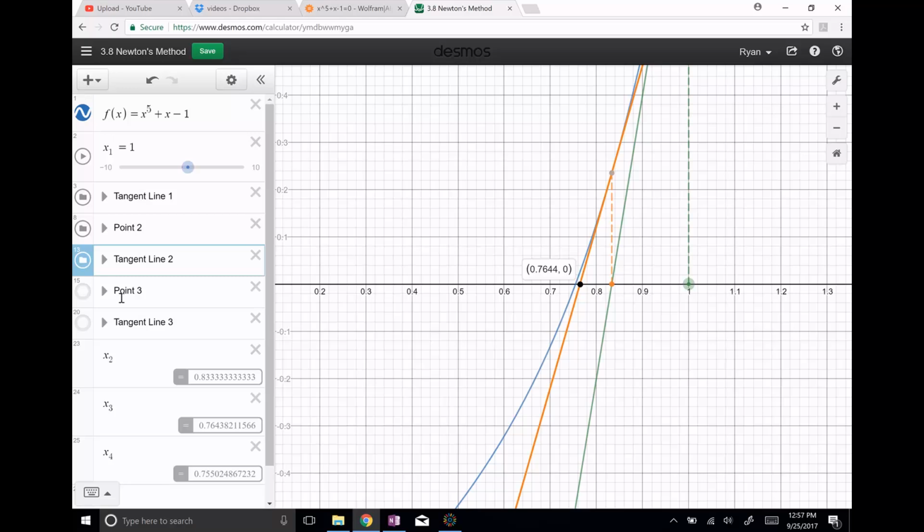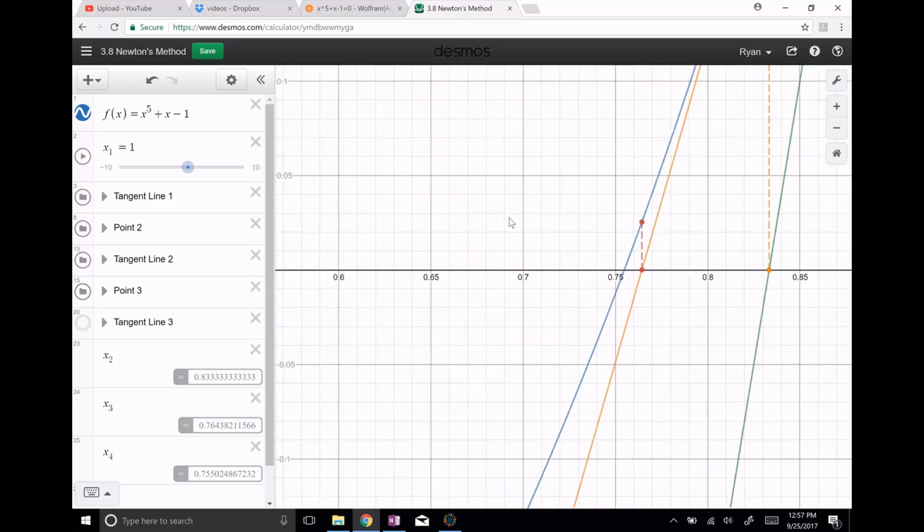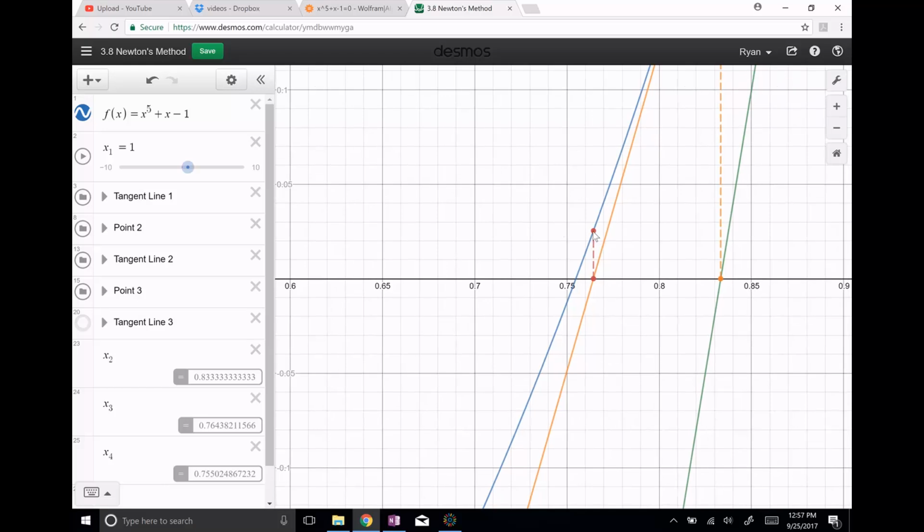And so let's bring up this third point. I map it on the actual function itself, and then I can draw its tangent line.